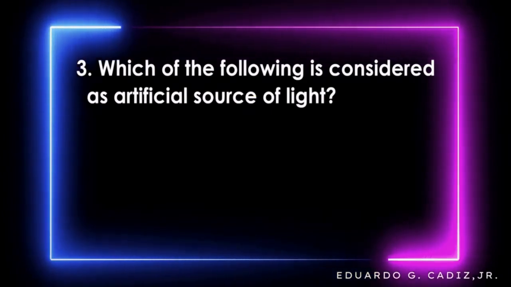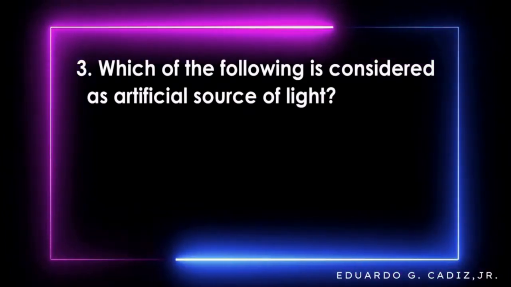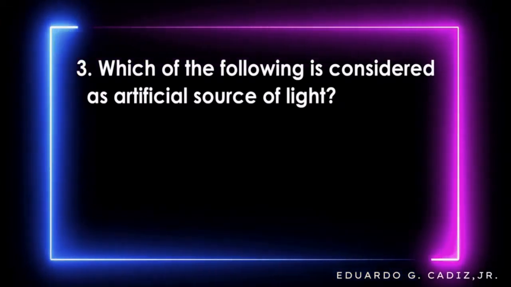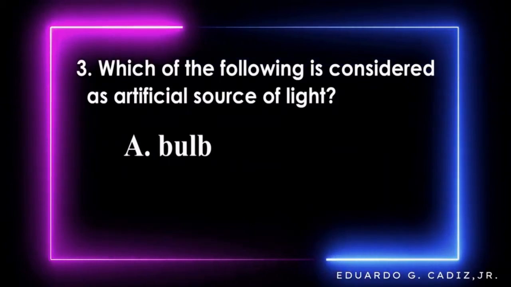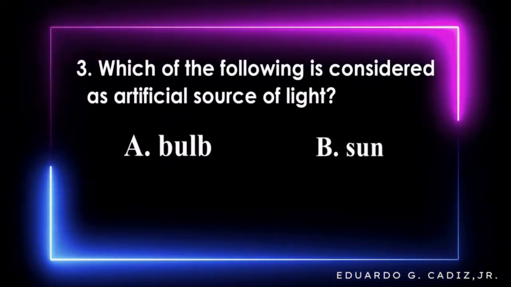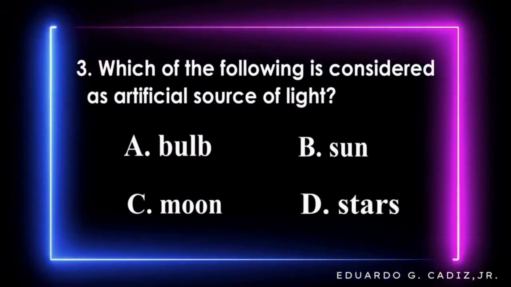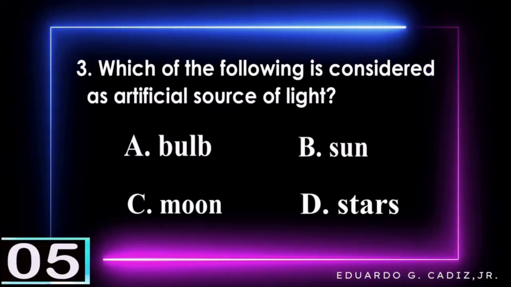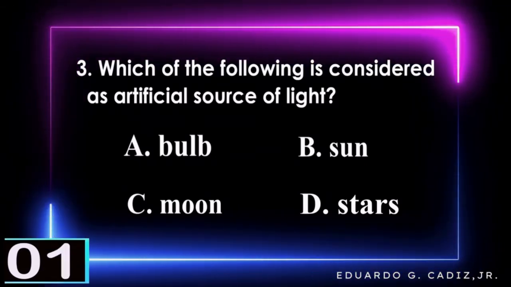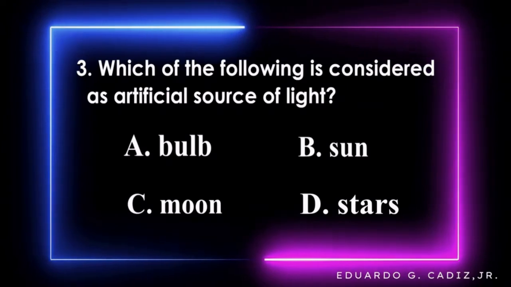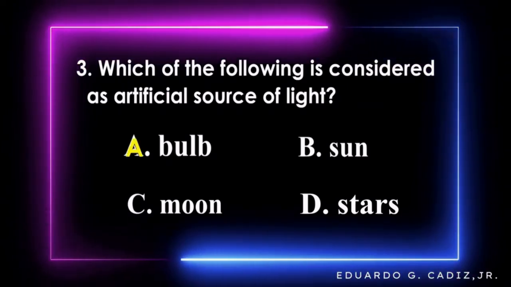For question number 3, which of the following is considered as artificial source of light? A. Bulb, B. Sun, C. Moon, and letter D. Stars. Great! The correct answer is letter A.